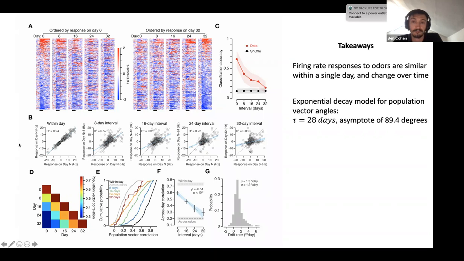So, and I think this could really be explained as the animals just learning to represent these odors. It's that first takeaway of responses to odors are similar within a day but change over time. That's true for almost anything that involves LTP or long-term plasticity. There's all sorts of consolidation that happens overnight, and anything that involves long-term learning, you would get that statement. That statement would be applicable to it.